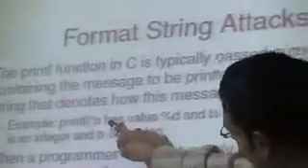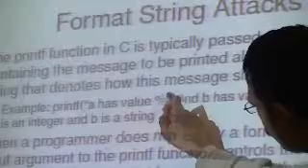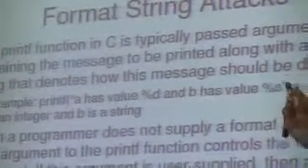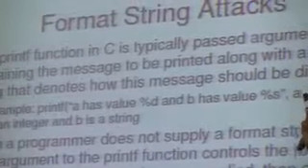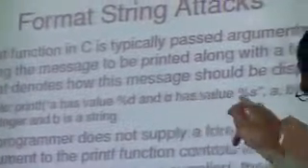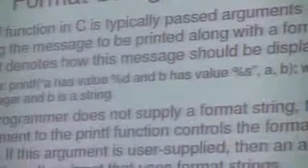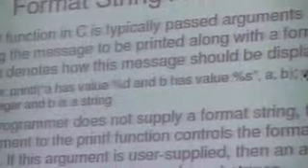You might have used a printf statement, something like this. Tell me what it will print. A has value say %d, and B has value %s, then close the quotes and say A comma B, right? So it will print A has value whatever the value of A is, and B has value whatever the string value of B is, right? That's a normal program. Okay?